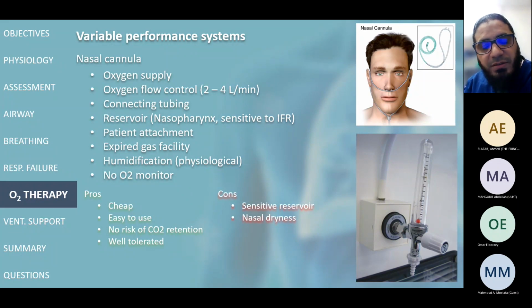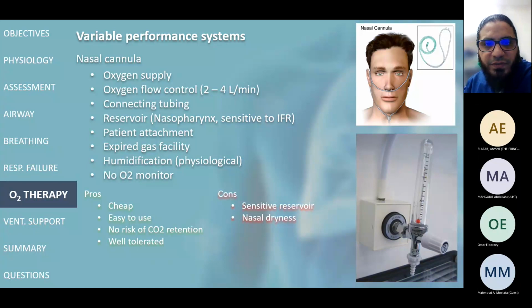The maximum flow that this nasal cannula can tolerate is 2 to 4 liters per minute, which is very little. That's why it's used with more stable patients who have mild hypoxia. You can see the connecting tubes for the nasal cannula are very narrow. That's why they don't tolerate higher flow rates.